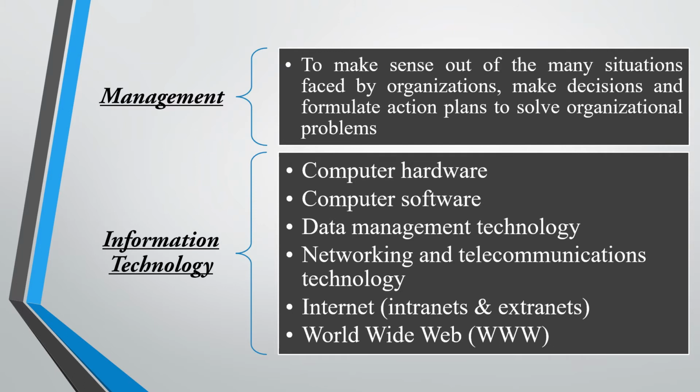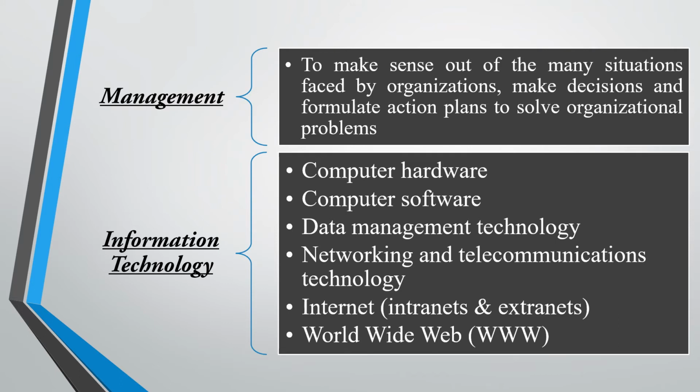The third dimension of information system is information technology. Information technology is one of many tools managers use to cope with change. For example, computer hardware, computer software, data management technology, networking and telecommunications technology, the internet and the World Wide Web. First, computer hardware is the physical equipment used for input, processing and output activities in an information system. Secondly, computer software consists of the detailed, pre-programmed instructions that control and coordinate the computer hardware components in an information system.